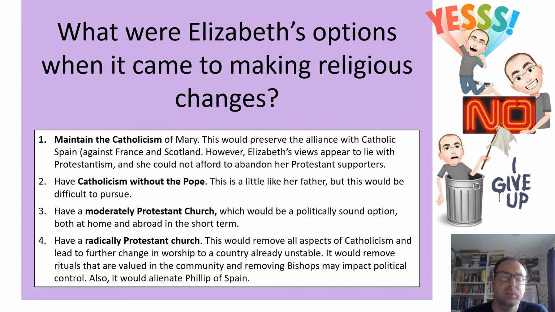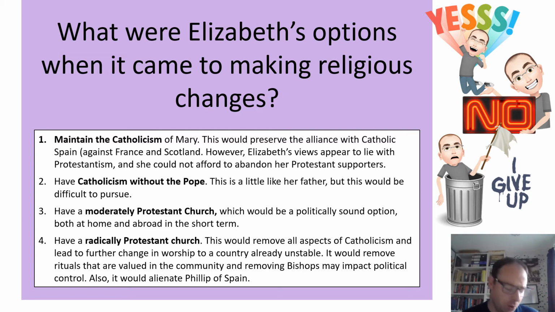The next one is to have Catholicism without a pope. This is essentially going back to the church of her father, and I think there's a lot of merit in this as a potential line for her, that she definitely seems to like some Catholic practices. I think the difference between her and her father is that fundamentally in terms of belief, I believe Henry VIII was Catholic, and fundamentally in terms of belief I think Elizabeth is Protestant. So Catholicism without a pope, again, would probably help with foreign relations, but it's going to be a difficult one for Elizabeth to pursue.